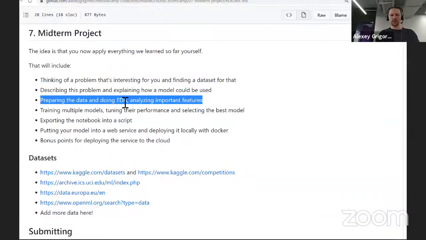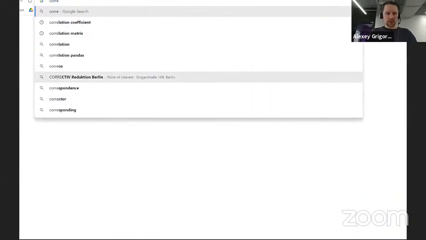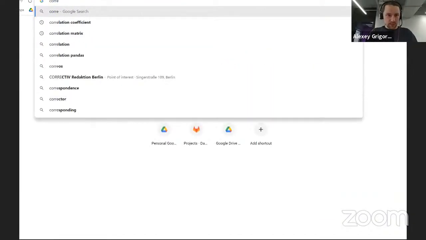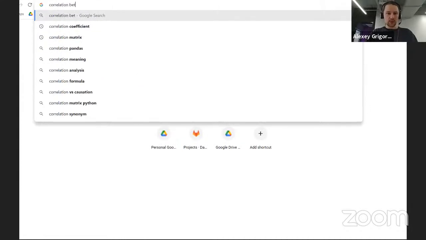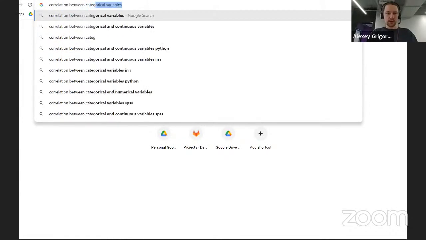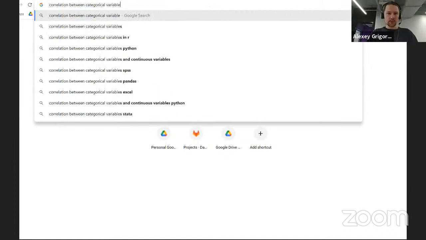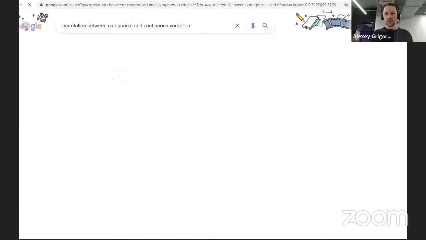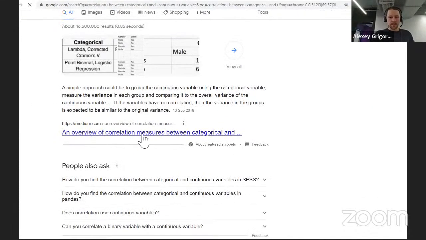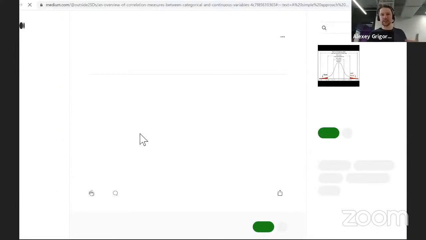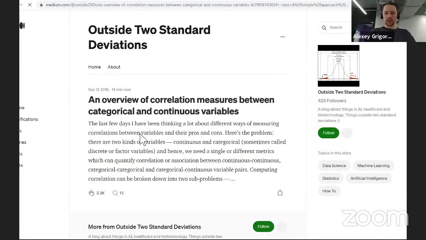What you need to do is search for correlation between categorical and continuous variable, and you will find many different answers on how exactly you can measure this correlation, and this will give you an idea of importance.